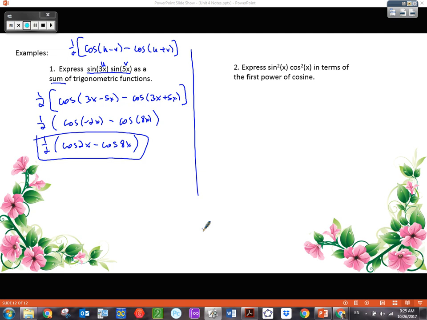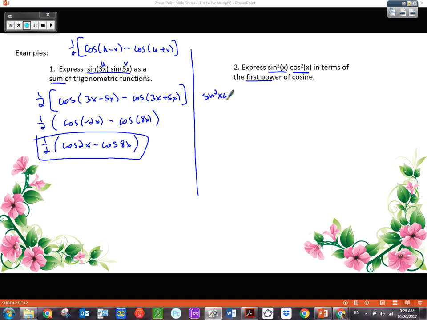So what we want to do is get everything down to a power of 1. That's what we want, a power of 1. And again, the reason is it's easier to integrate things with a power of 1 than it is with a power of 2 or a 4 or whatever. So what we're going to do is rewrite these using the formulas from the previous page. Let's rewrite them.